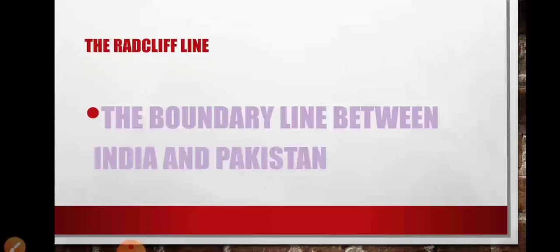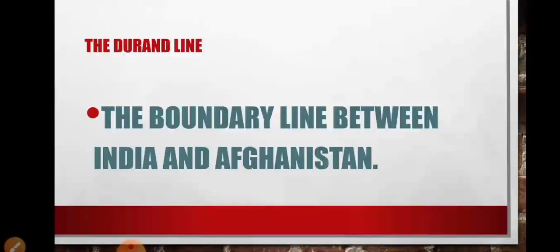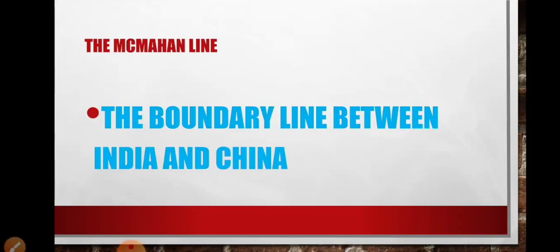Along with this, we saw the important boundary lines, that is the Radcliffe line. This line is separating both the neighboring countries, that is India and Pakistan. The boundary line between India and Pakistan is called the Radcliffe line. Okay. Next we saw the Durand line. This is the boundary line between India and Afghanistan. Okay, next we saw the McMahon line, that is the boundary line between India and China.